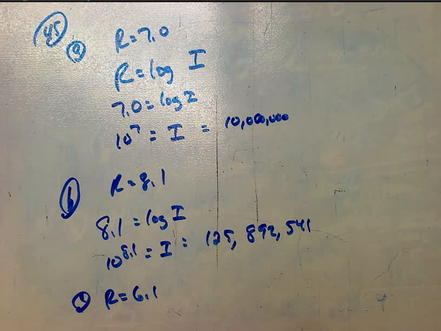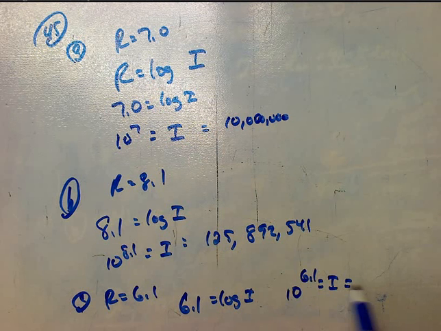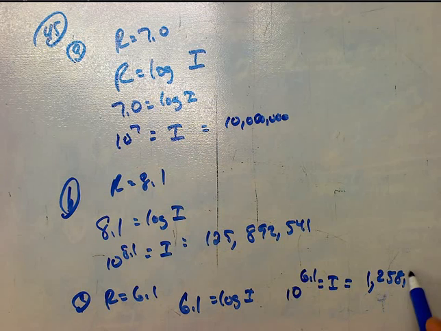Well, that's just 6.1 equals log of the intensity, log base 10 of the intensity. And so that'd be base 10 to the 6.1 power equals I, and I would be 1,258,925, and you can get that in your calculator.